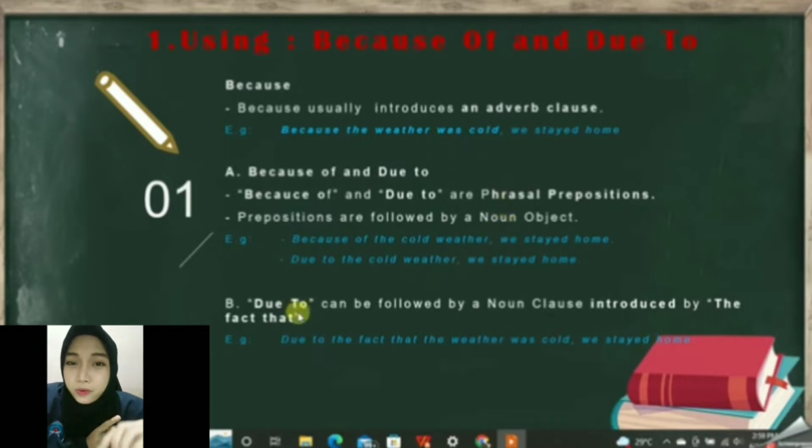But sometimes or usually in more formal writings, due to can also be followed by a noun clause. But it must be introduced by a phrase, the fact that. Okay, let's take a look at this example. Due to the fact that the weather was cold, we stayed home. So we can see here that due to can also be followed by a noun clause, but it must be introduced by a phrase, the fact that.